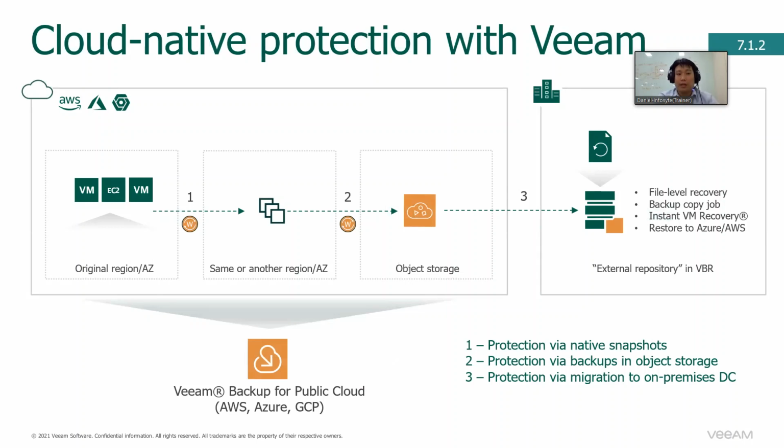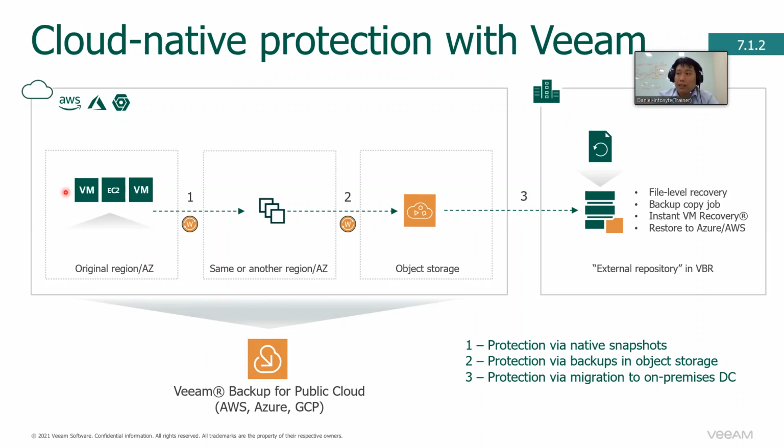So the first thing will be cloud native protection with Veeam. So what do you mean by cloud native? Pretty easy. If you run public cloud resources in AWS, Azure, and Google, you will subscribe to Azure VM, Google VM, or Amazon EC2. These are virtual machine resources running in the public cloud.